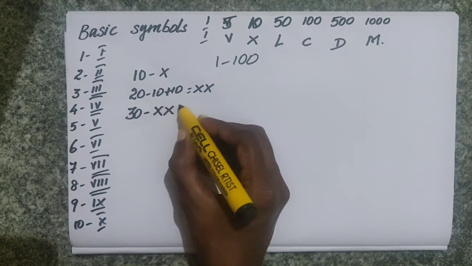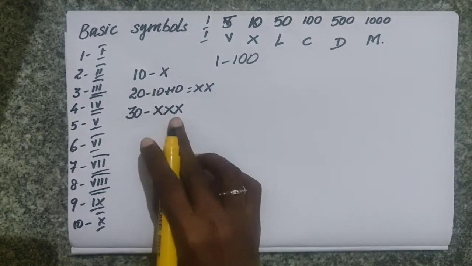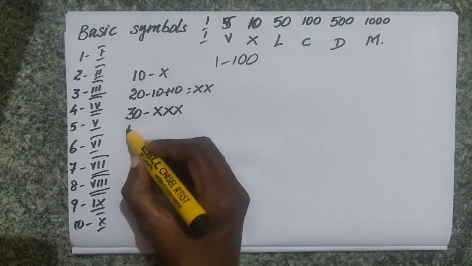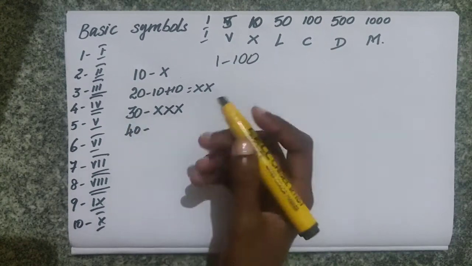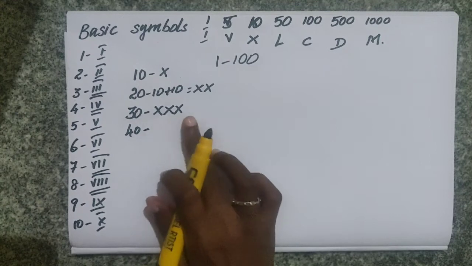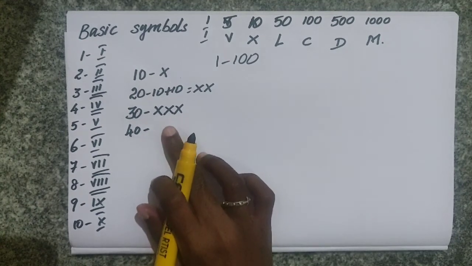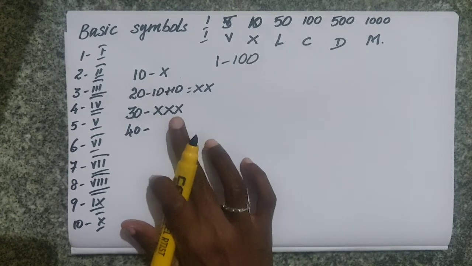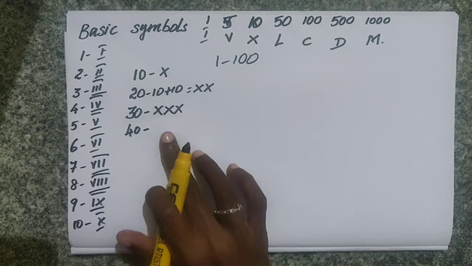So X, X, X. So 10, 10, 10, 30. Now for 40. According to the rules we cannot repeat 4 times 10. So what do we have to do? We cannot go for addition in repetition. So we have to go for subtraction.